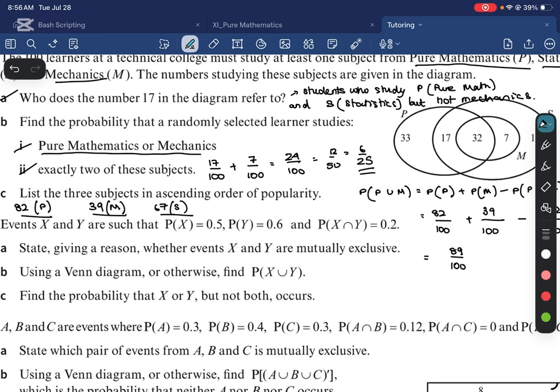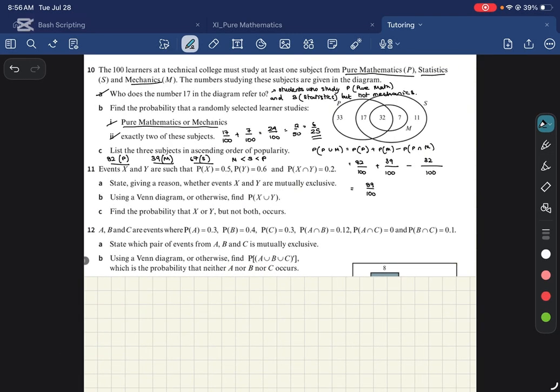followed by mechanics. So it says in ascending order. So mechanics, and then statistics, and then pure math. So ascending means increasing order of popularity. All right, we are done with question 10. So I hope I can erase this.